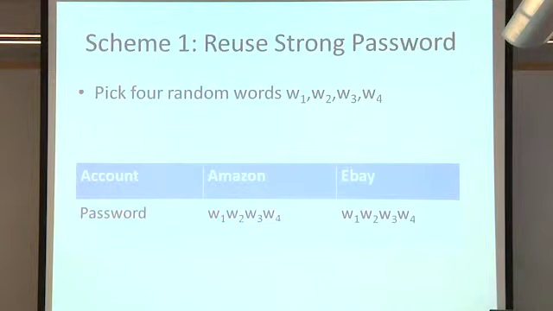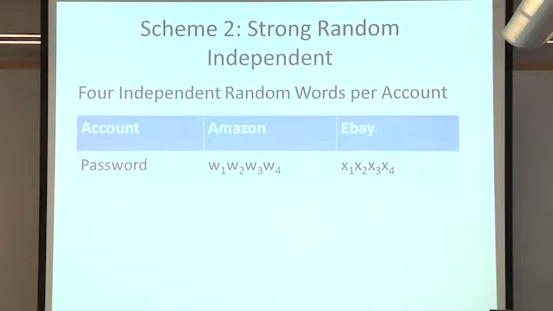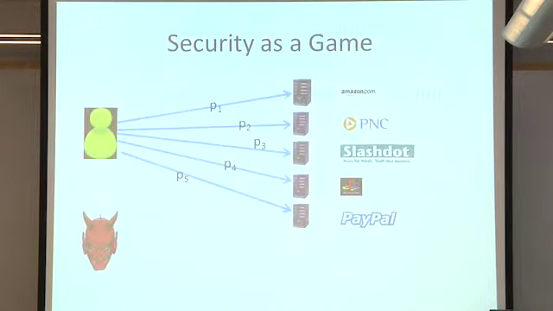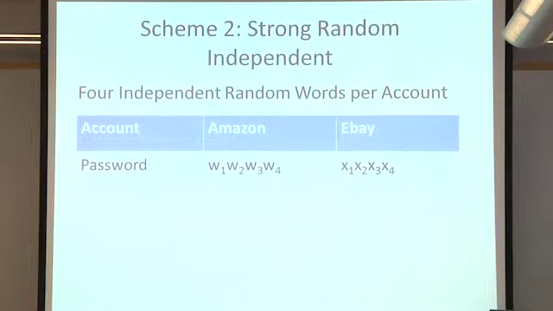One strategy might be to reuse a strong password. If you've read XKCD, this is your correct horse battery staple style password. The idea is pick 4 random words, memorize them, and now every account that you go to, your password is correct horse battery staple. Another strategy you might follow is to pick 4 independent random words per account. So in this case, you go to Amazon, you pick 4 random words. You go to eBay, you pick 4 independent random words. Okay, so these are 2 strategies that the user might follow.